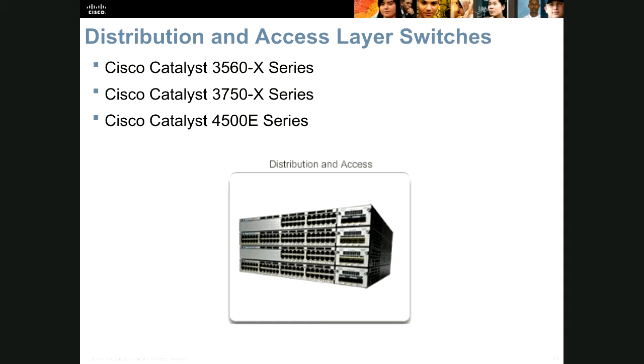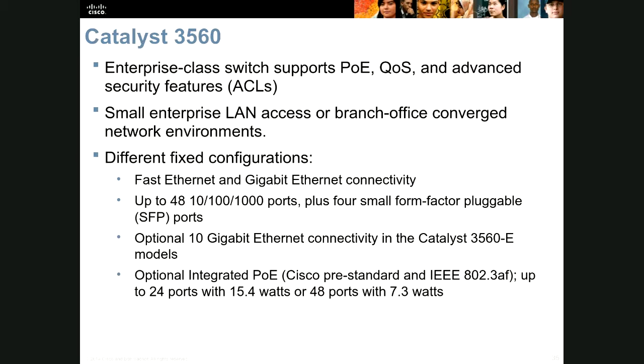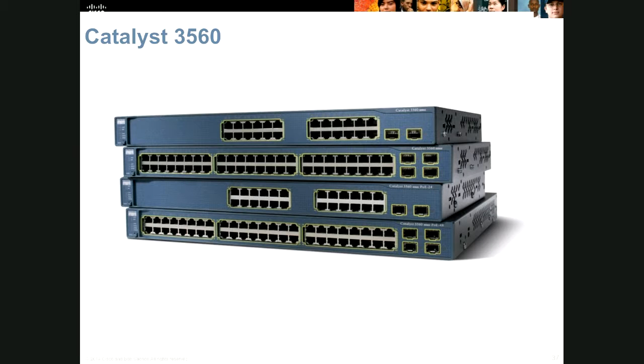Distribution and access layer switches. These are more powerful, expensive switches that have features like essentially a router built into the switch itself, with high quality electronics. So the Catalyst 3560 switch does support power over Ethernet, quality of service. It does have access control features. So up to 48 ports, so we can cram more ports in that little tiny wiring closet, and we can have power over Ethernet if we want to do that.